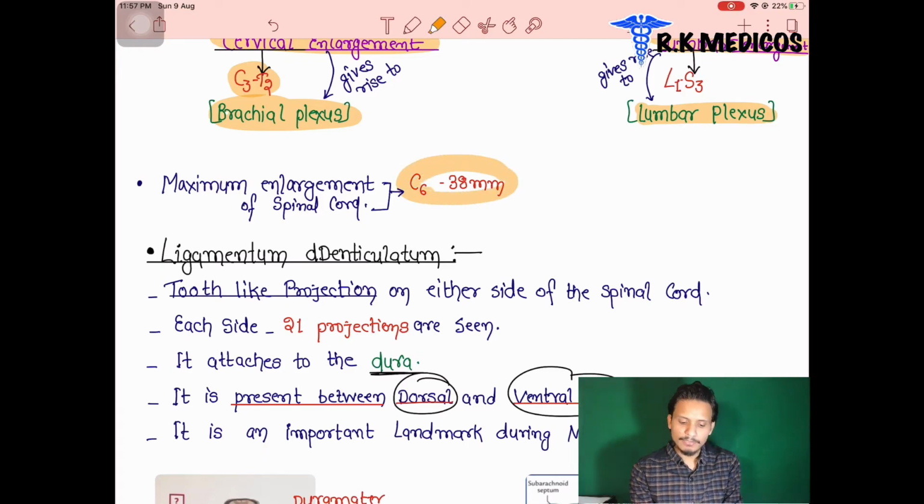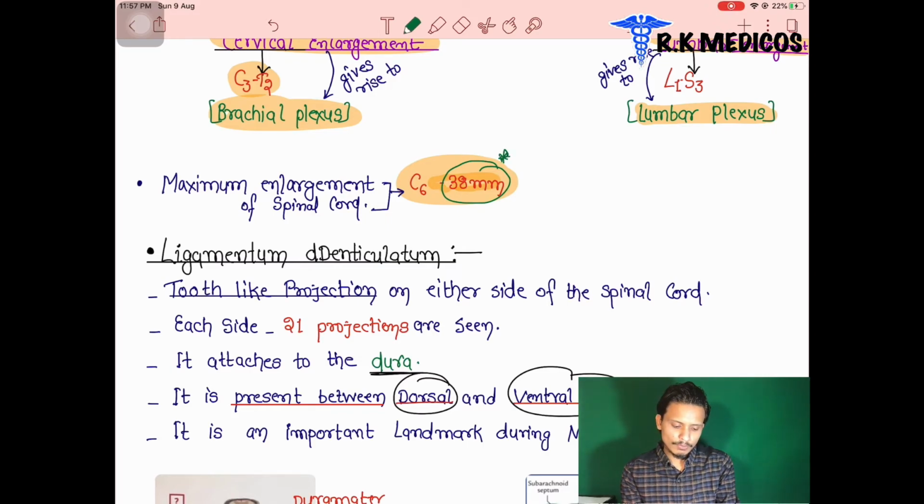In which level? In the cervical enlargement, at the level of the C6 cervical vertebra, there is a maximum enlargement of the spinal cord. And what is its diameter? The enlargement is 38 millimeters.